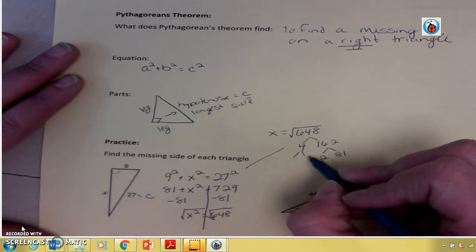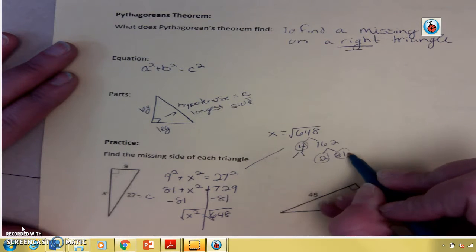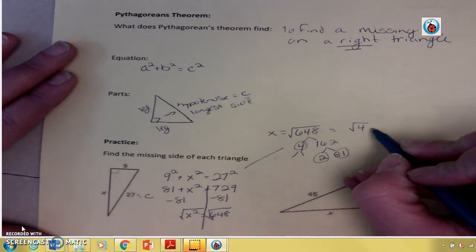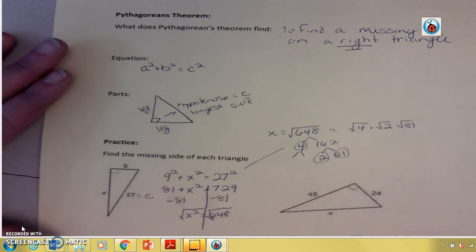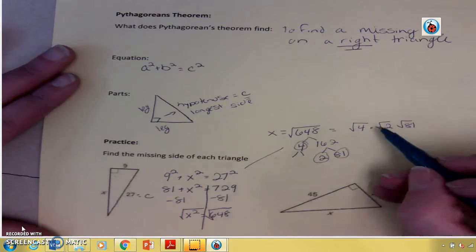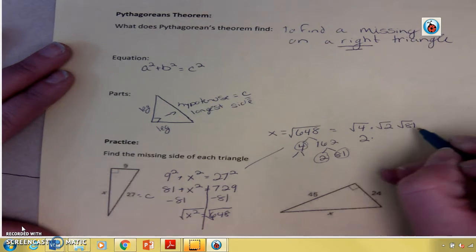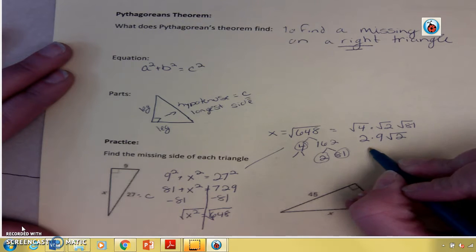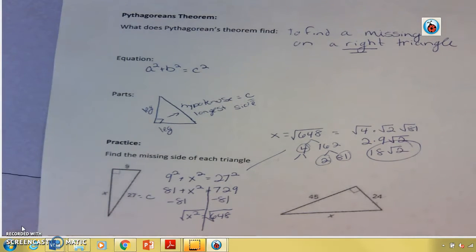Okay, I see. So actually this kind of helped out quite a bit. If you remember back to our last unit, that's the same as the square root of 4 times the square root of 2 times the square root of 81. Those numbers are super helpful because I can take the square root of 2 of these. I know the square root of 4 is 2, the square root of 81 is 9, and I'm left with the square root of 2 that's left. So it's 18 square root of 2 is my answer for that.